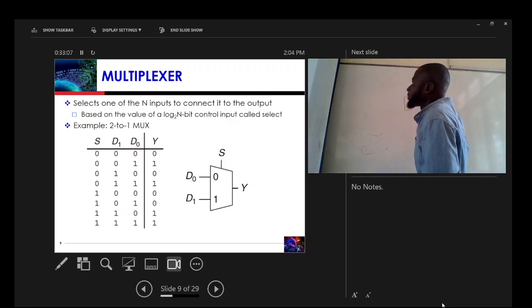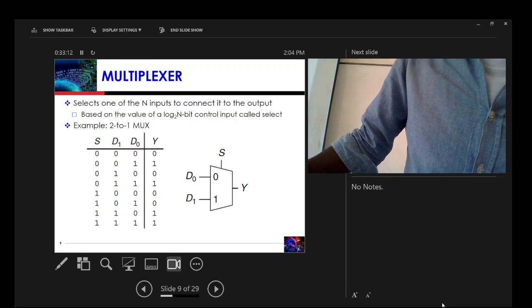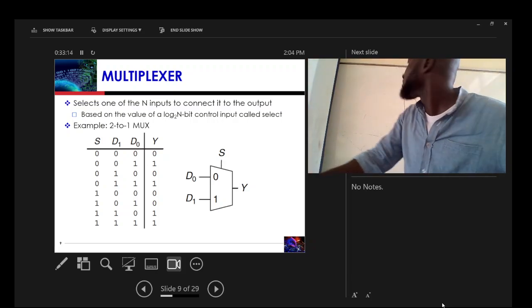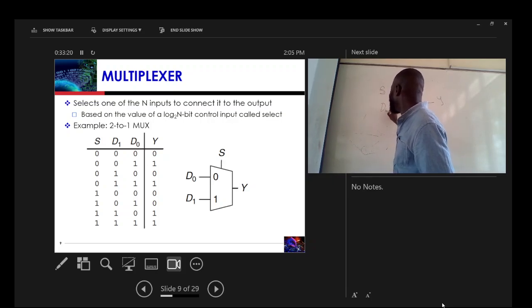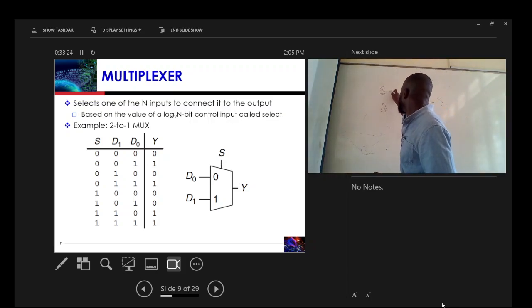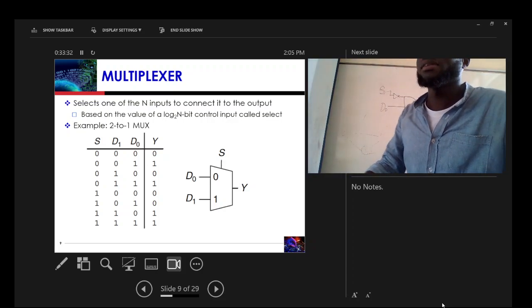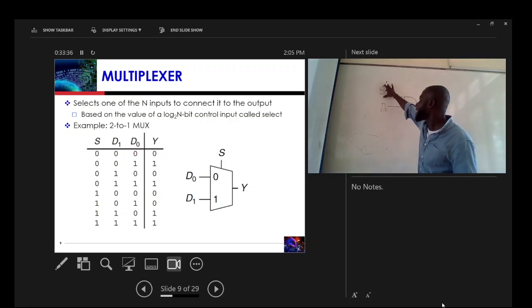Okay, I have my Y, right? And I have S. And then I start with D0, so connect S to an inverter here. So if it's 0, this one is routed through. Is that clear? So I have my S here.